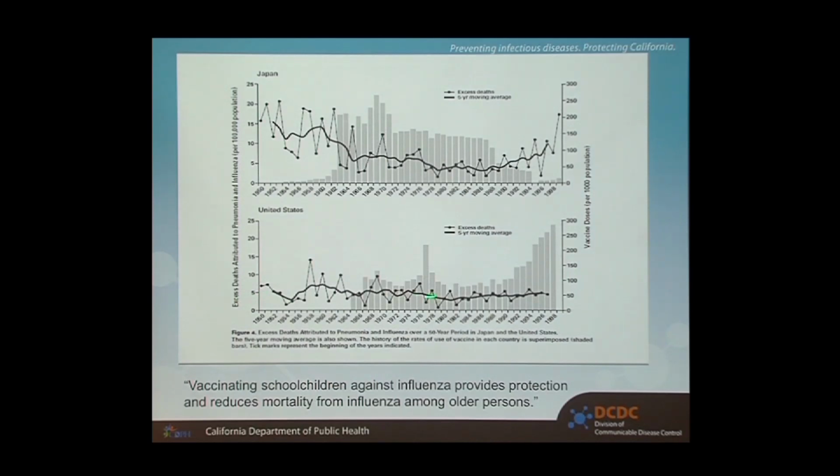This is in contrast to the US during the same time period, where vaccination has remained at a fairly low level till recently. It's gone up because of efforts to increase vaccination, but no real change in mortality. And this increase is mostly in the elderly. This is not in young children. So what the study seems to show is that if you vaccinate the right population, you can produce a herd immunity that can affect mortality and morbidity in all of us.